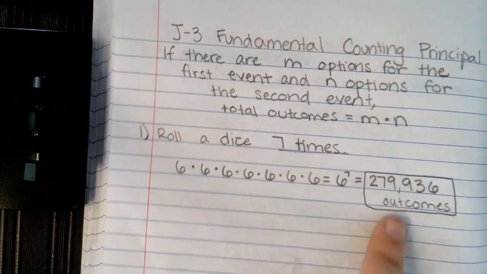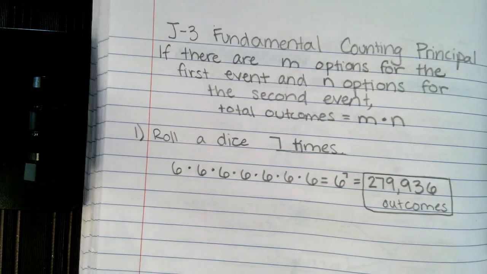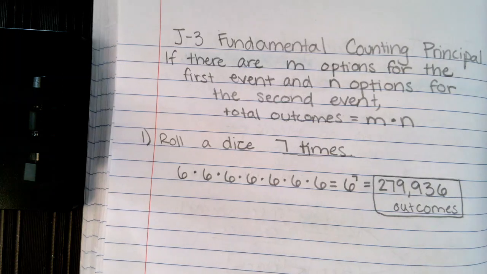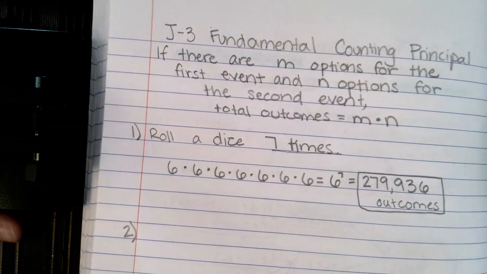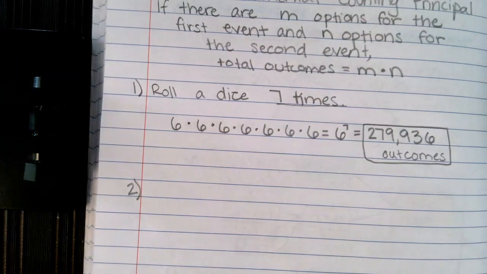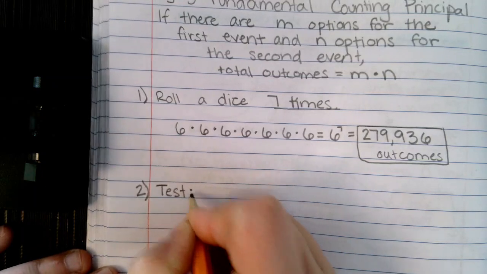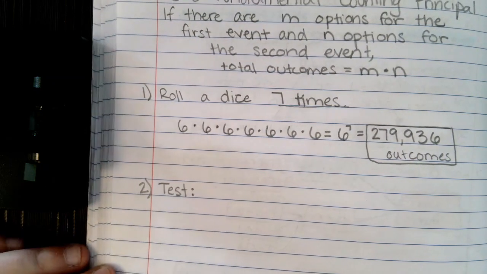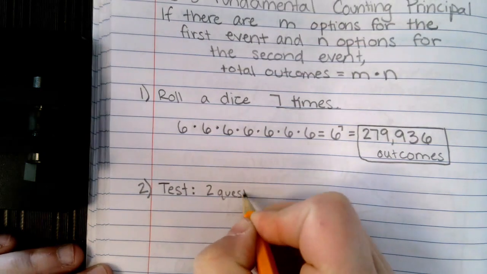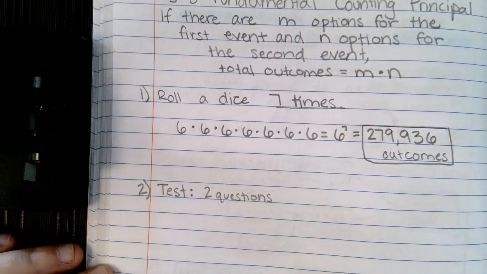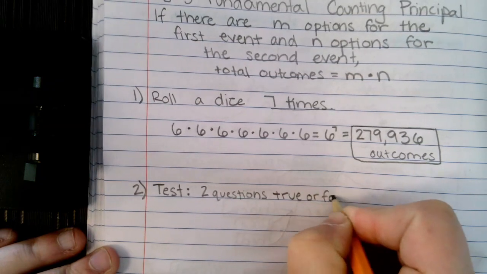All right, number 2. Again, we're only doing 3 examples, so we're almost done. Number 2, we're going to talk about taking a test. On a test, we're going to say that the first 2 questions are true or false. And then there's going to be 3 questions that are multiple choice.